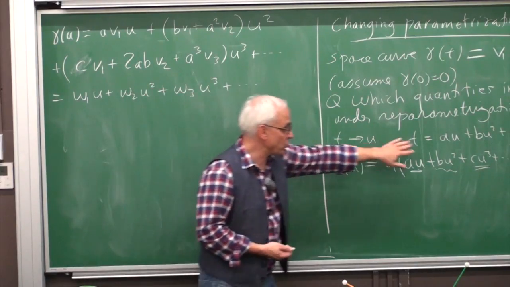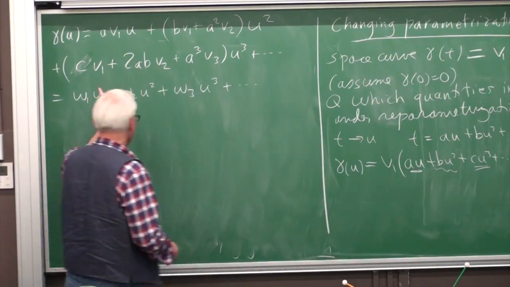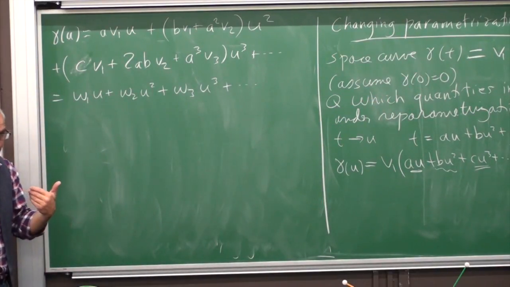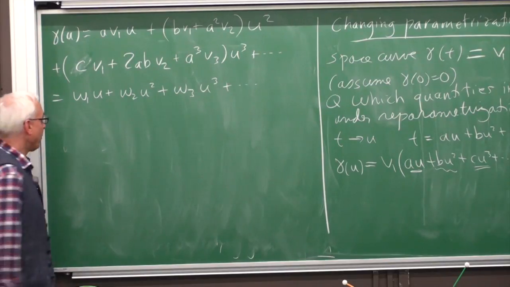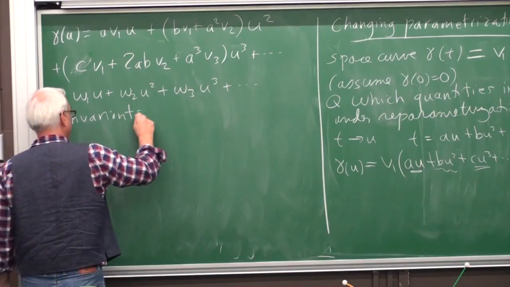So that given any change of coordinates like this, the result we get when we compute it this way or compute it this way are going to be the same. So we need to write down invariants. Can we find any invariants?